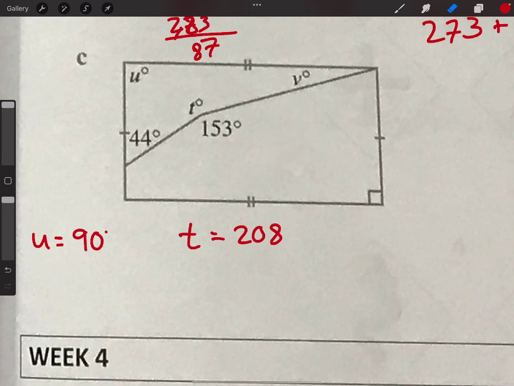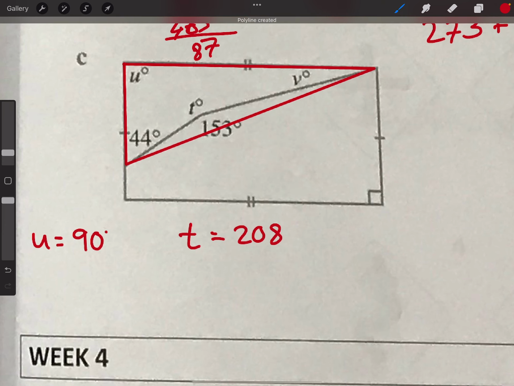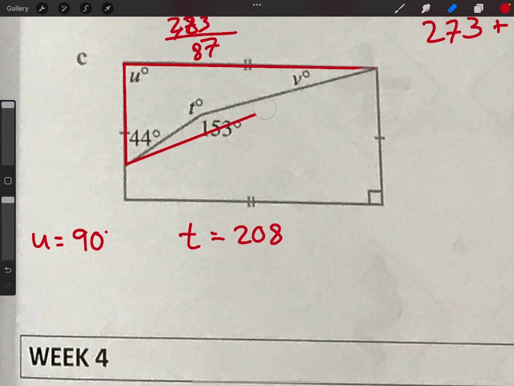Right. So here you have a 1, 2, 3, 4. Oh, that didn't go well. Okay, this one.